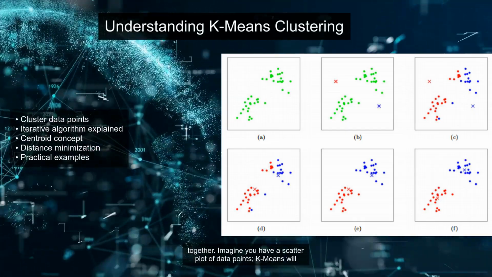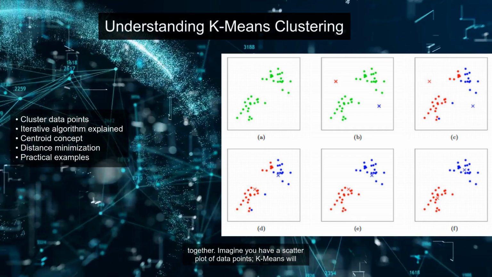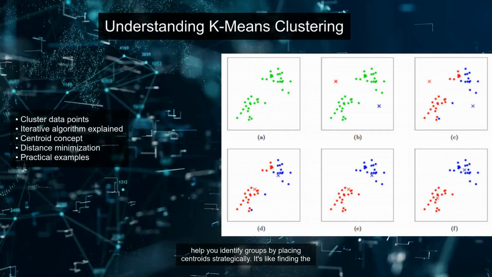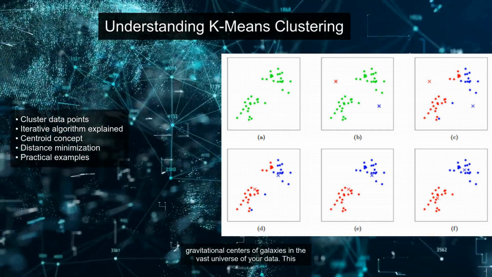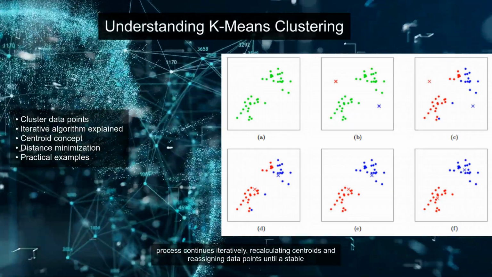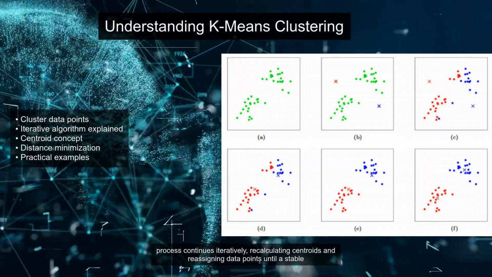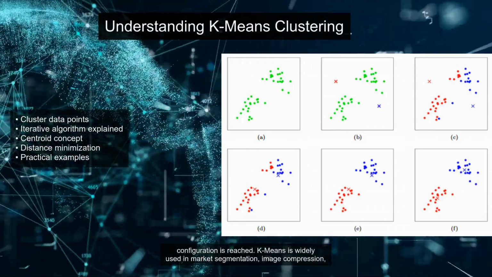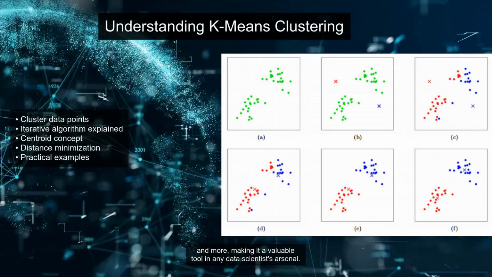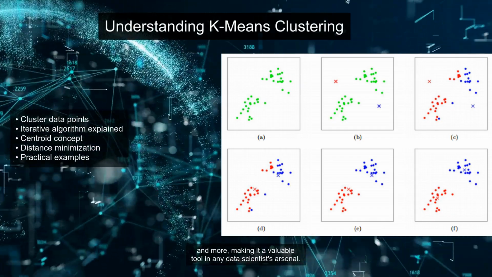Imagine you have a scatter plot of data points. K-means will help you identify groups by placing centroids strategically. It's like finding the gravitational centers of galaxies in the vast universe of your data. This process continues iteratively, recalculating centroids and reassigning data points until a stable configuration is reached. K-means is widely used in market segmentation, image compression, and more, making it a valuable tool in any data scientist's arsenal.